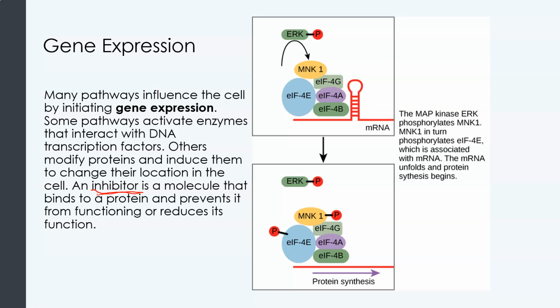The MAP kinase, ERK, phosphorylates MNK1. So that phosphate group attaches to the MNK1. In turn, that phosphorylates ELF4E, so the phosphate group is added here, which is associated with messenger RNA. The messenger RNA unfolds and protein synthesis begins. So this triggers protein synthesis to begin in messenger RNA.